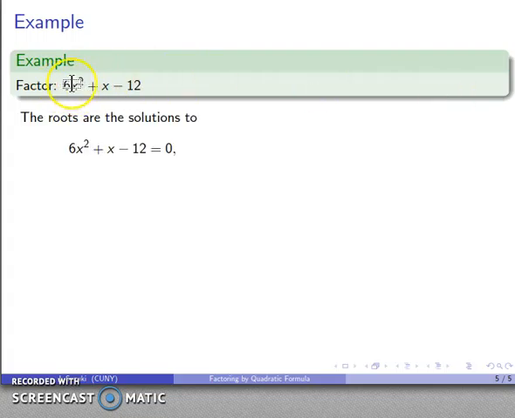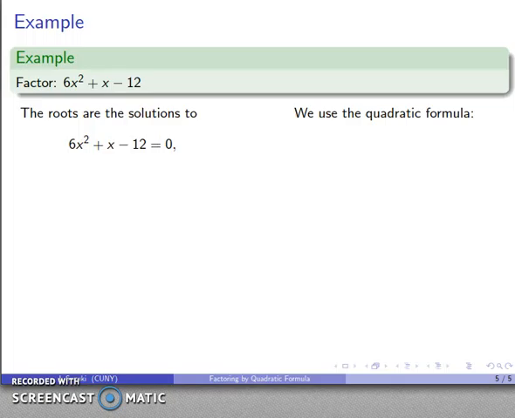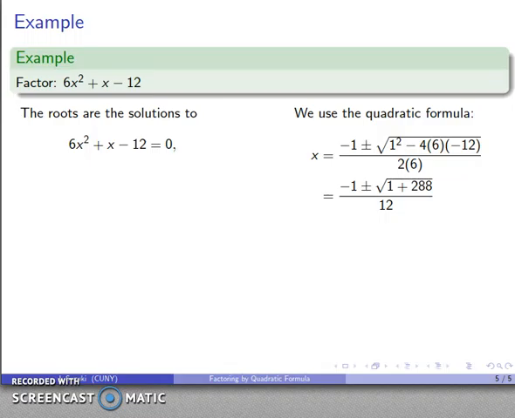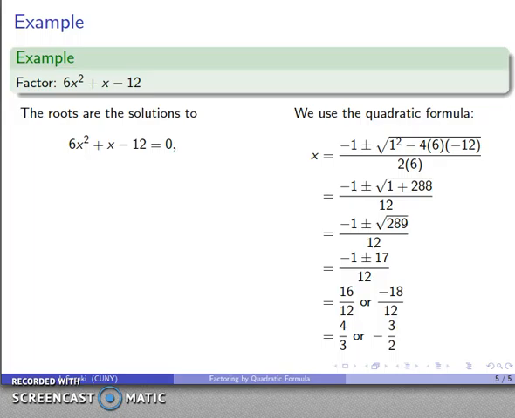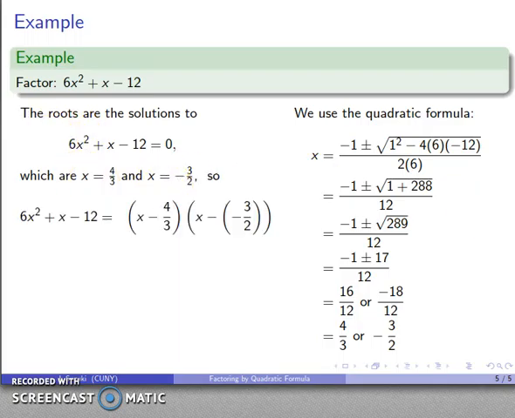So again, I want to factor this. I'm going to solve the equation quadratic equal to 0. And again, I have this nice quadratic formula, so I'll drop these coefficients into the quadratic formula. A equals 6, B equals 1, C equals negative 12, and my quadratic formula gives me this, and after all the arithmetic dust settles, I do need to know that the square root of 289 is a whole number. That's actually 17, but I can then find my factor, 16 over 12, negative 18 over 12, or I'll reduce that to 4 thirds or negative 3 halves. And so I have the solutions, 4 thirds, negative 3 halves, and that tells me that this is the product x minus 4 thirds, x minus negative 3 halves.